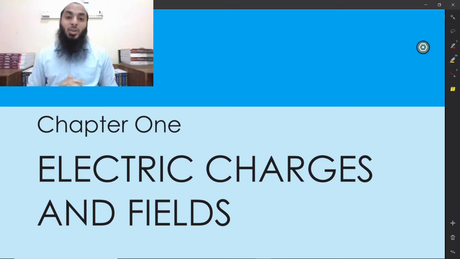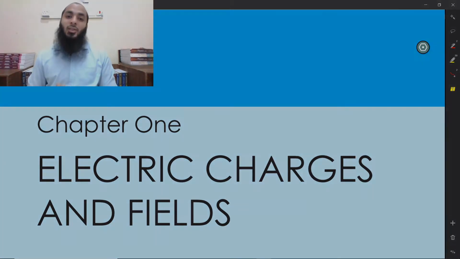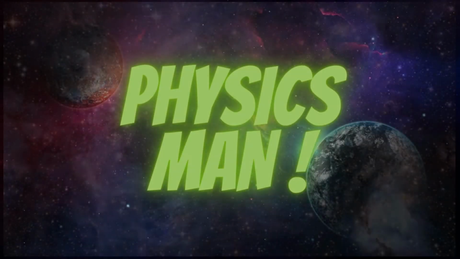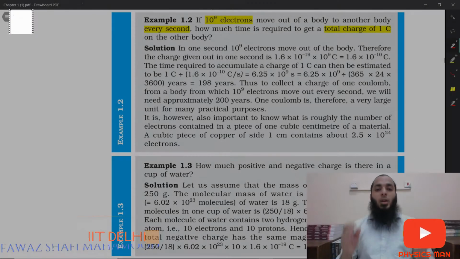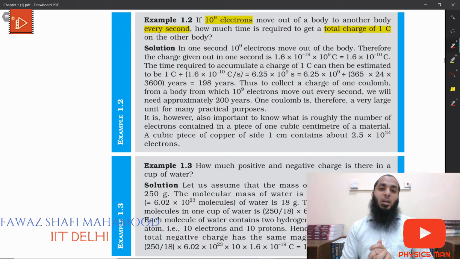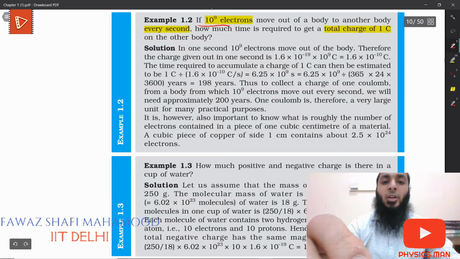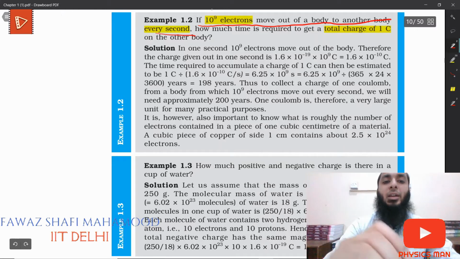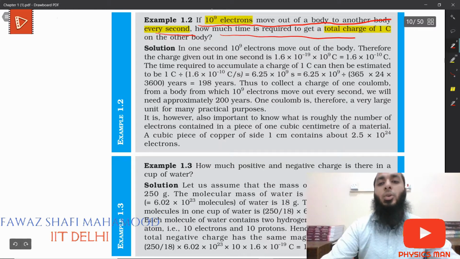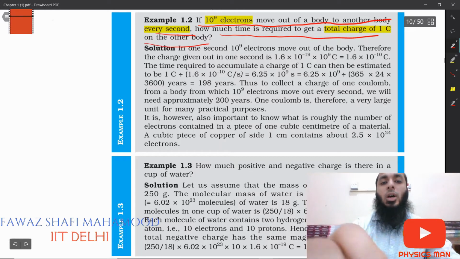Now, without any further ado, let's continue with our NCERT read along of Chapter 1, Electric Charges and Fields. In this video, I'm going to discuss example 1.2. In this question, it is mentioned that if 10 raised to 9 electrons move out of a body to another body every second, how much time is required to get a total charge of 1 coulomb on the other body?